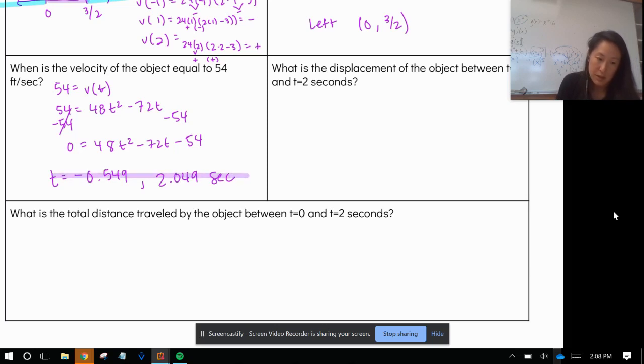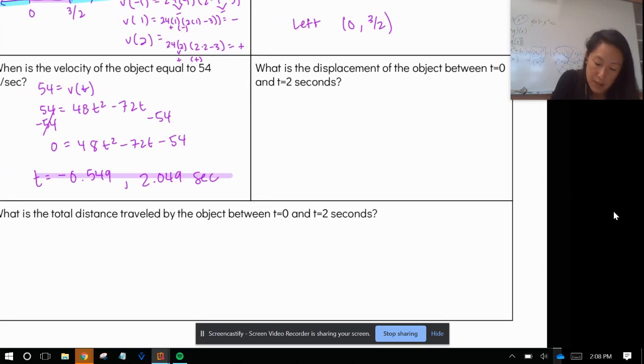Cool. All right, last two. What is the displacement of the object between time is 2 and time is 0? So displacement is just how far we change from the starting point to the ending point. Okay, so I do final position. It's the change in position, basically. Final position minus initial position.